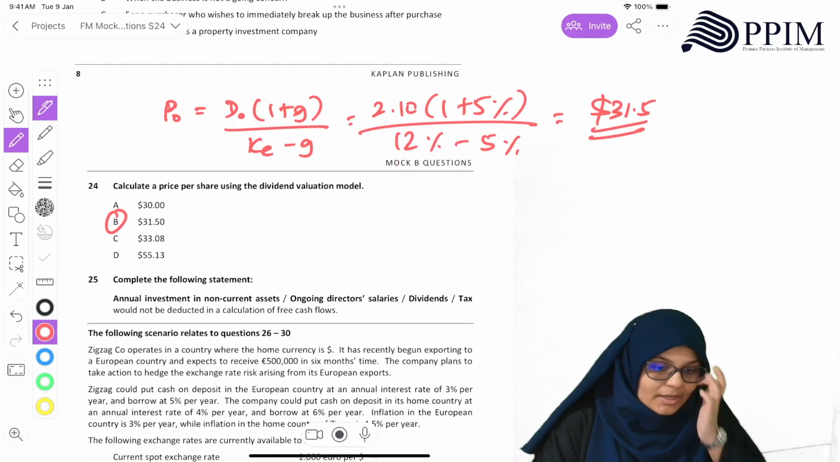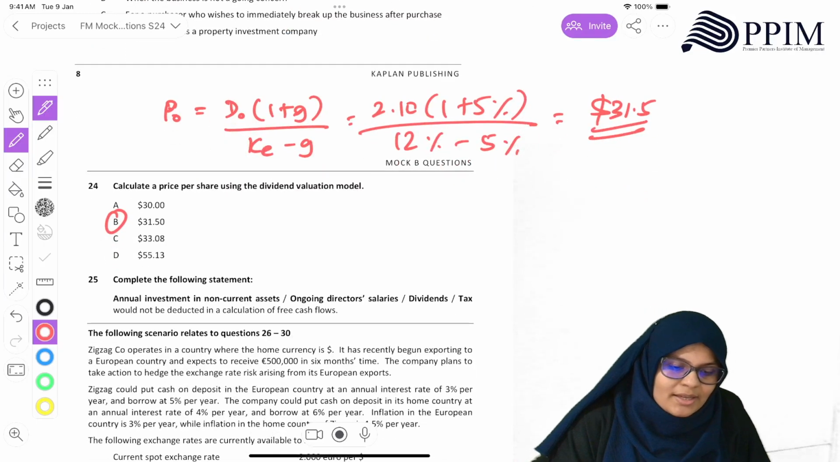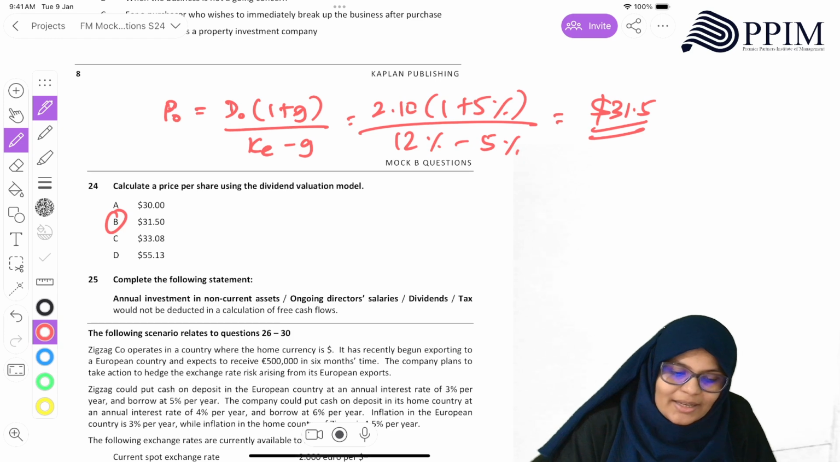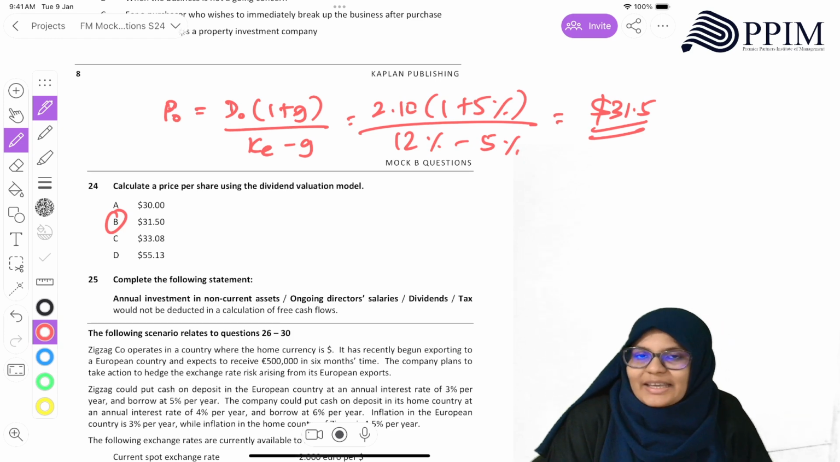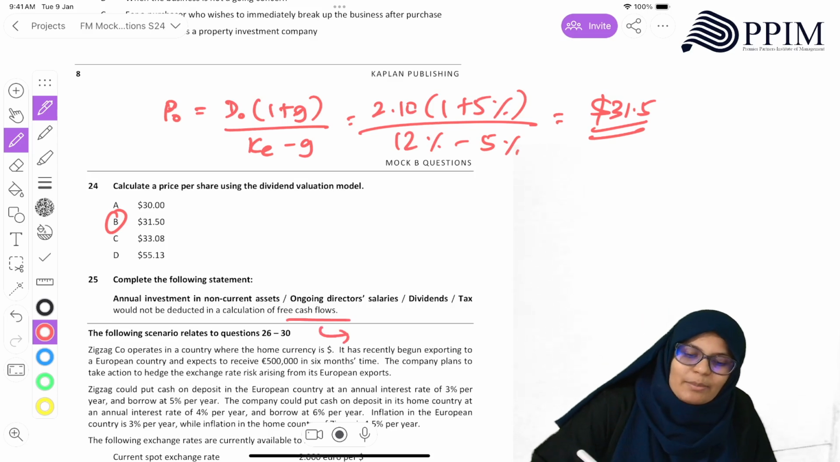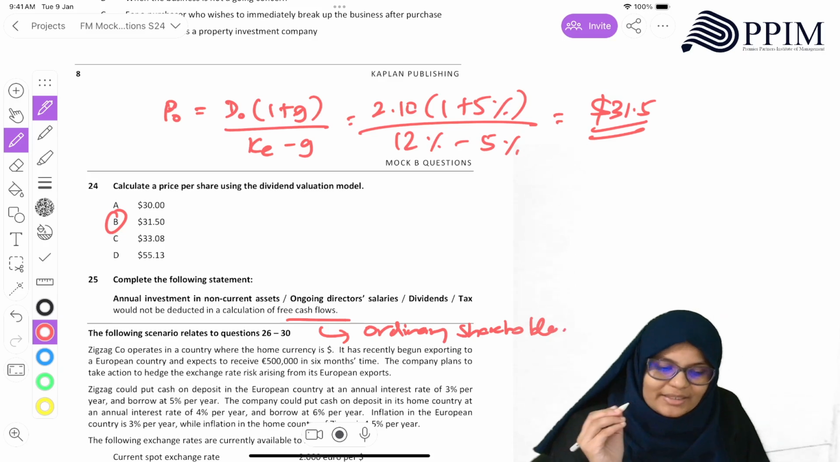25. Complete the following statements. Annual investment in non-current assets, or ongoing directors' salaries, or dividends, or tax would not be deducted in a calculation of free cash flows. Free cash flow means the amount that is available to ordinary shareholders. Okay, so how do we calculate this figure?